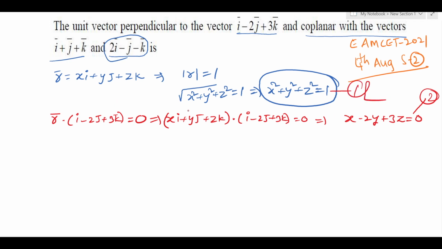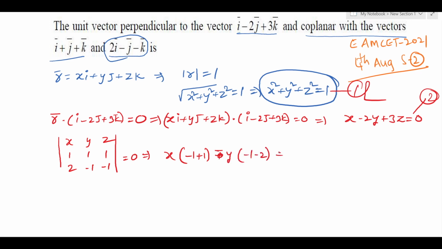And coplanar with the vectors. Coplanar means the determinant of r bar and the given two vectors is equal to 0. So that is r bar x, y, z. First vector ijk coefficients 1, 1, 1 and second vector 2, minus 1, minus 1 is equal to 0. That is x into minus 1 plus 1, minus y into minus 1 minus 2, plus z into minus 1 minus 2 is equal to 0. This is 3y minus 3z is equal to 0.